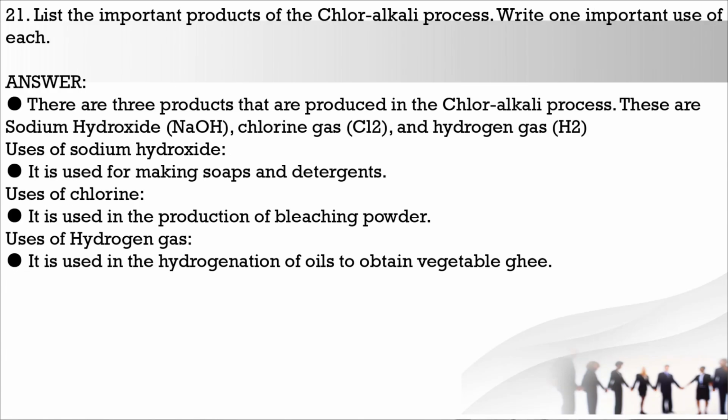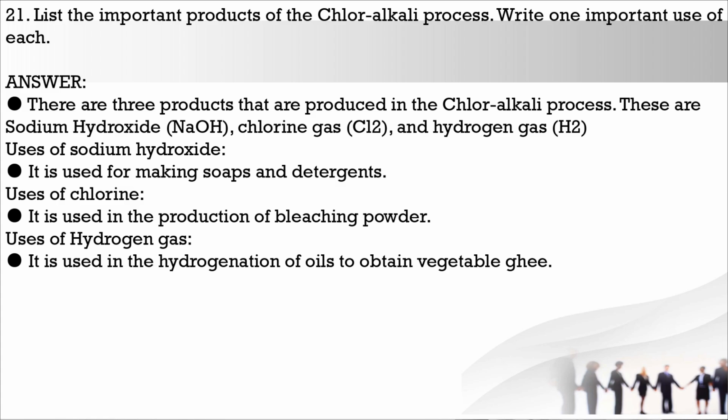Question number 21. List the important products of the chlor-alkali process. Write one important use of each. There are three products that are produced in the chlor-alkali process. These are sodium hydroxide NaOH, chlorine gas Cl2, and hydrogen gas H2.